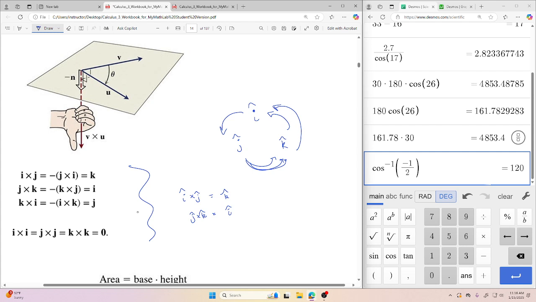Cool. What happens if I have like K cross K? You're not going anywhere, right? You're doing this, and basically you end up with a zero. That's why there's these little guys down here. Okay. If you're going the opposite direction, J cross I, we're going against the flow. That's not the way we should be going, and therefore negative K, because they're opposite of the flow.